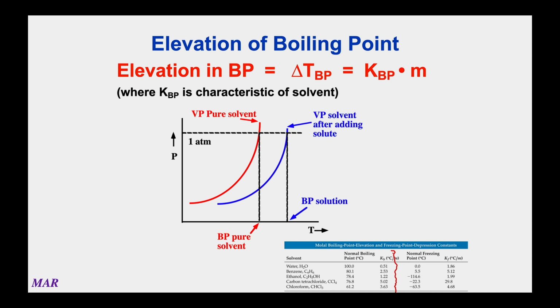If you multiply the molality times the K, that's going to calculate the change in temperature, how much higher the solution boils relative to the solvent. So you can see that the delta T amount will depend on the molality, which is how much solute you have in the solvent, but it does depend on the type of liquid as well.